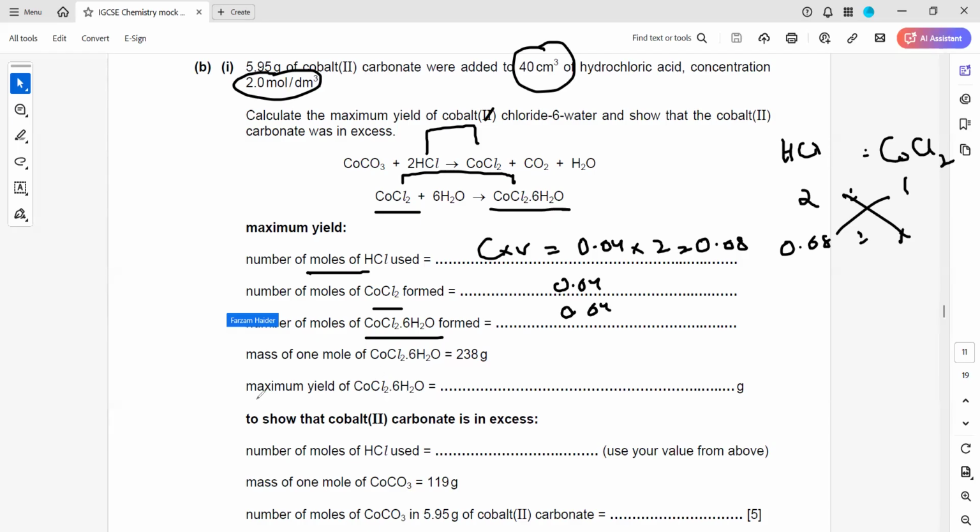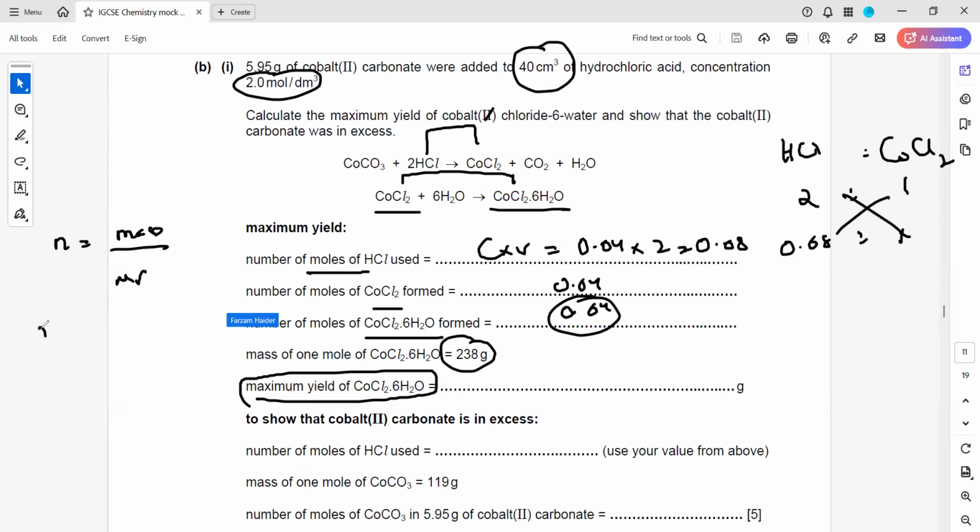Then how to get the maximum yield or the mass in gram? We have the molar mass and we have the moles, we just multiply them. So if we need the mass in gram, moles equal mass in gram divided by the molar mass. So moles were 0.04, mass is unknown, and molar mass is given, 238. So when this was multiplied, we got 9.52 grams of hydrated cobalt chloride.